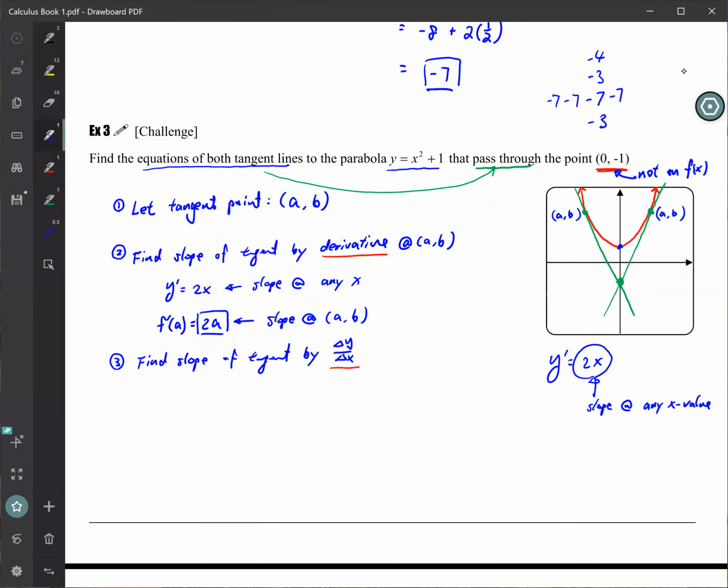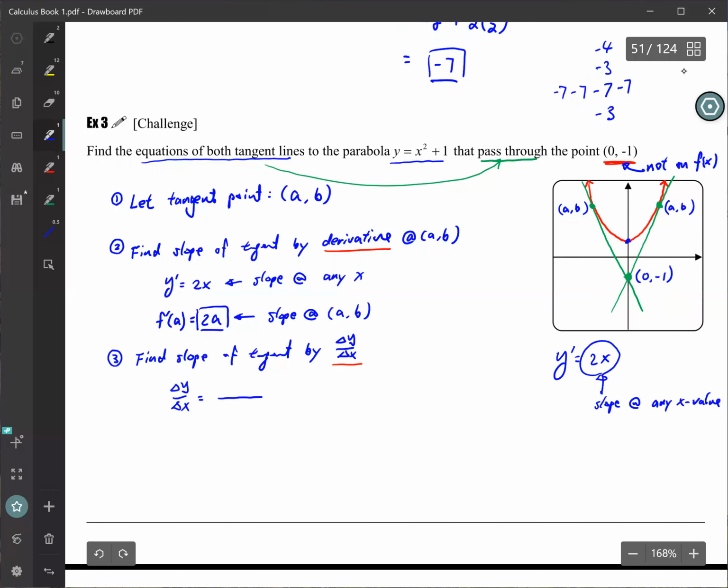Wait, would we use the point 0, -1? Okay, is that point on the line, on the tangent line? Yeah, because it has to pass through. Yes, then you can, right? So you need 2 points to find the rise over run. Okay, so let's do that. So rise over run. Okay, what goes on the numerator now?